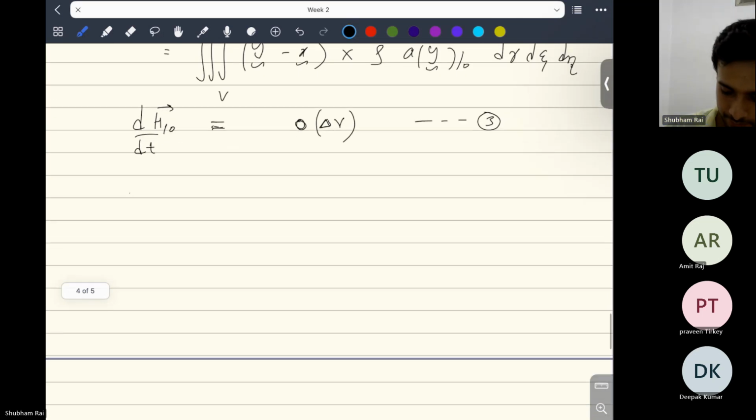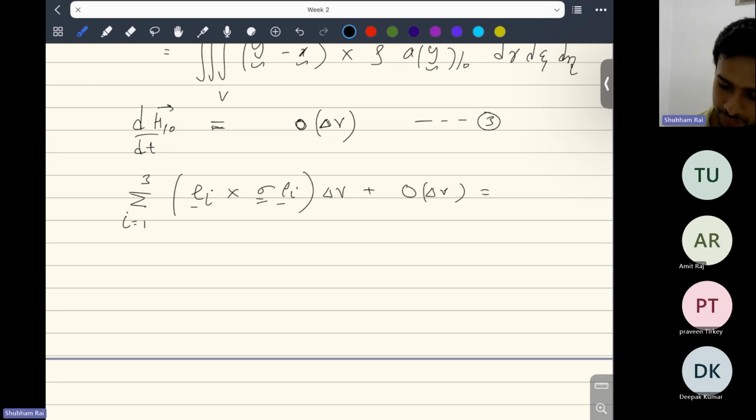So you get sigma over i equal to 1, 2, 3 of e_i cross product sigma e_i, so that was the first term, times small volume delta V, plus higher order terms of delta V, that will equal to higher order terms of delta V. Okay. So if you divide this whole thing with delta V, and if you take delta V to be infinitesimal, that is, going to 0, so limit delta V going to 0.